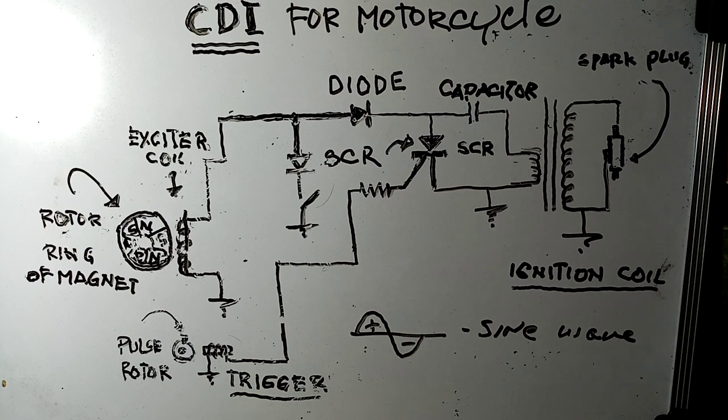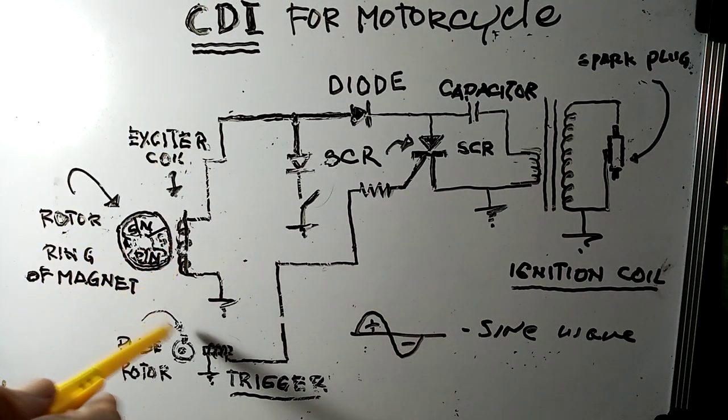How about this one? This one is an exciter coil. In a motorcycle, we find it in the bottom or the side of the engine.